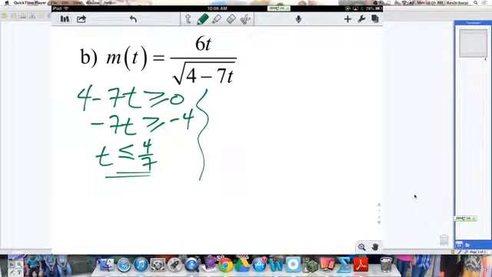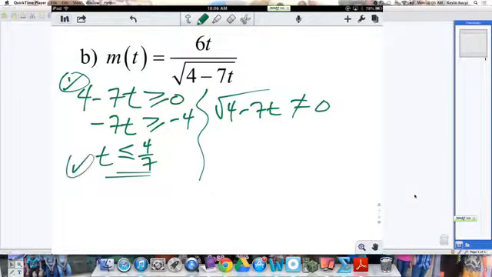Now, we need to look at the denominator. So what do we take, part of the denominator or the whole thing? The whole thing. The square root of 4 minus 7t, and we say that it shall not be equal to 0. So again, that's the analysis. Showing the inequality, that's going to be 1. This will be 2. 3 would be that. And now, how would I solve this radical equation?